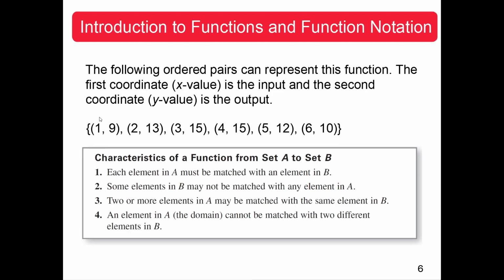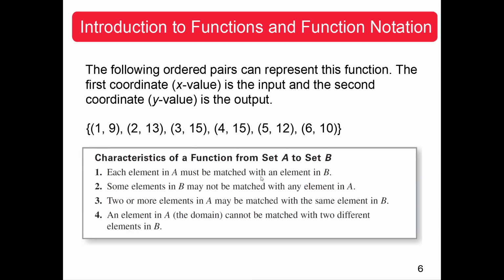In this particular case, we see that each input has exactly one output. 1 goes to 9, 2 goes to 13, and so on. You might note here that both 3 and 4 go to the same number, but that's all right. The only idea here is that no input, no x value, can have more than one y value associated with it. You can see a few more different pieces here laid out.